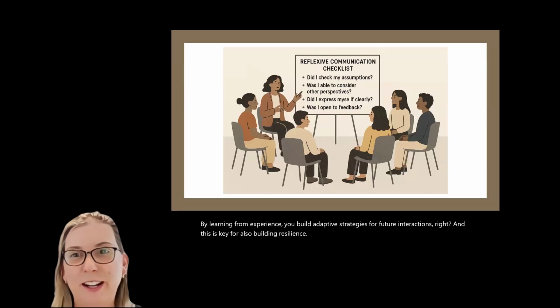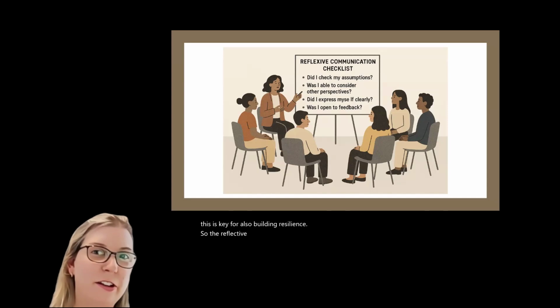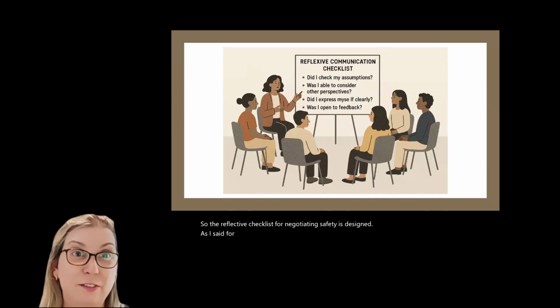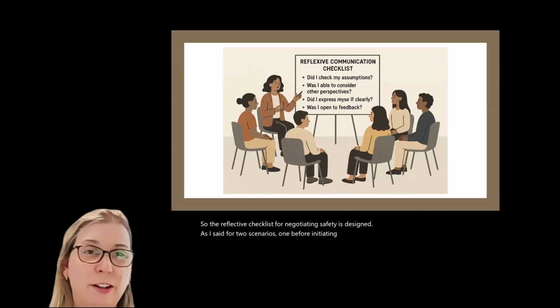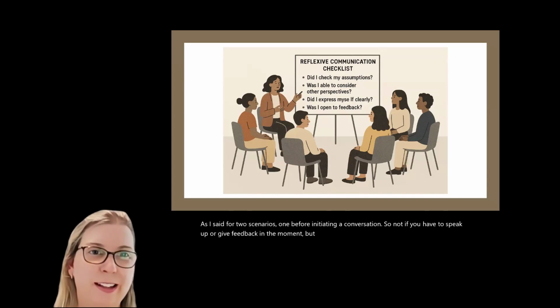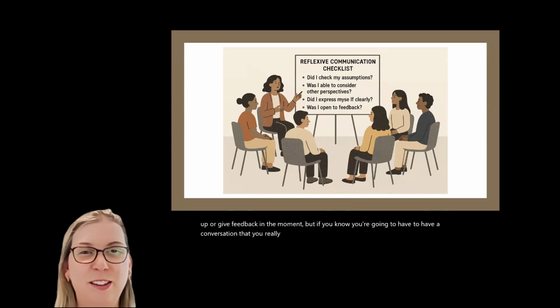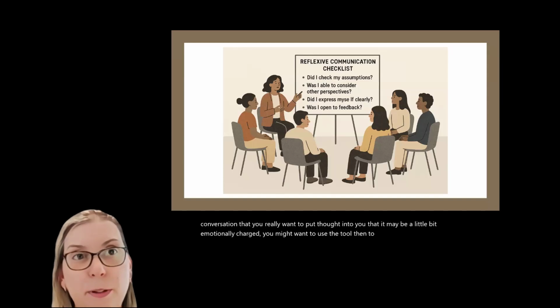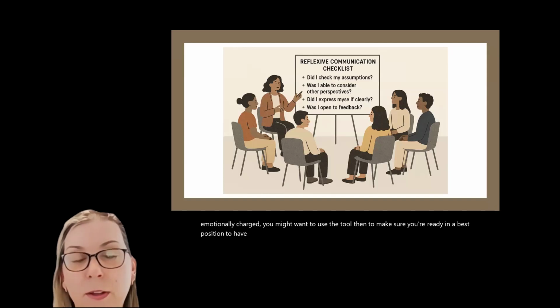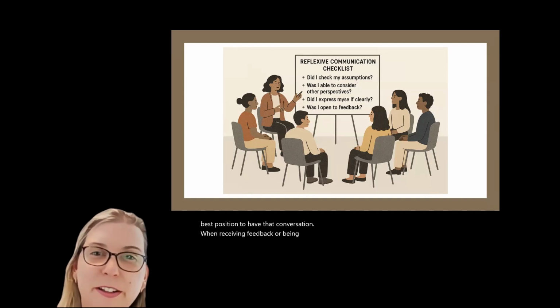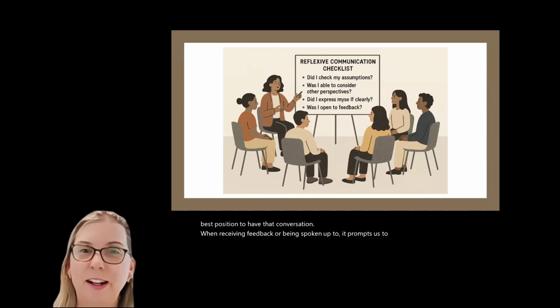So the reflective checklist for negotiating safety is designed, as I said, for two scenarios. One, before initiating a conversation. So not if you have to speak up or give feedback in the moment, but if you know you're going to have a conversation that you really want to put thought into, that may be a little bit emotionally charged, you might want to use the tool then to make sure you're in the best position to have that conversation. When receiving feedback or being spoken up to, it prompts us to consider emotional awareness, clarity, and authenticity.